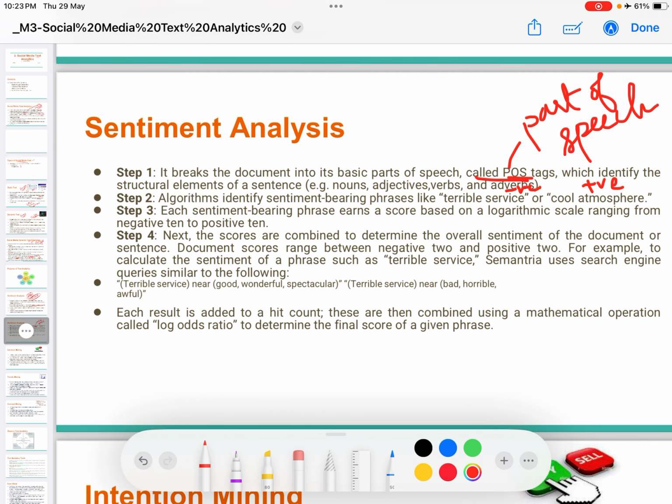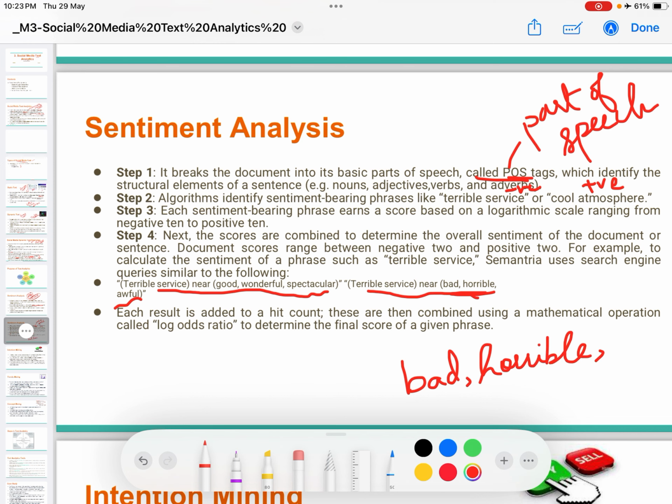For example, to calculate the sentiment of a phrase such as terrible service, Semantria uses search engine queries similar to the following: terrible service near good, wonderful, spectacular; terrible service near bad, horrible, awful. That means it will check whether it is lying in this or it is lying in this. So obviously terrible service is lying near bad, horrible, awful. So Semantria will check word by word on the basis of what kind of review it is. So this is a negative review.